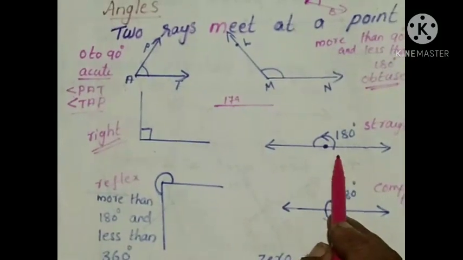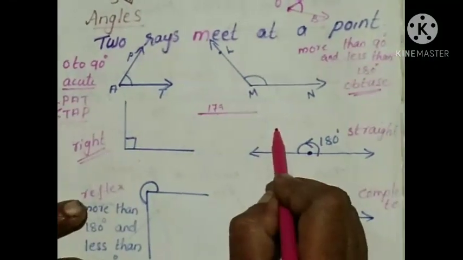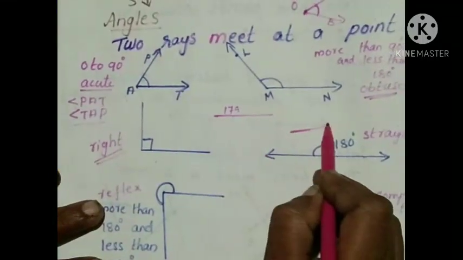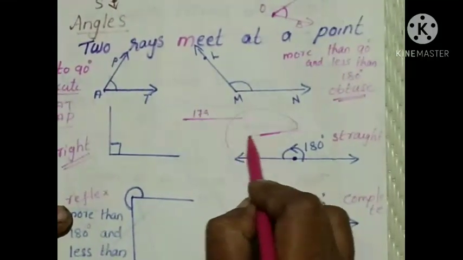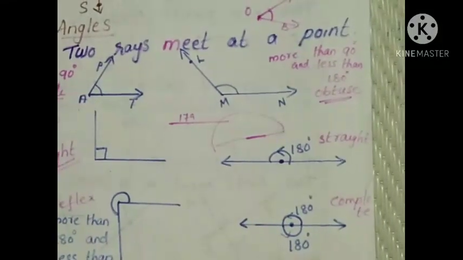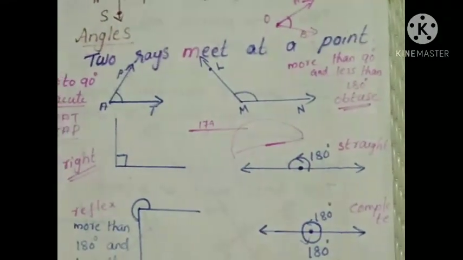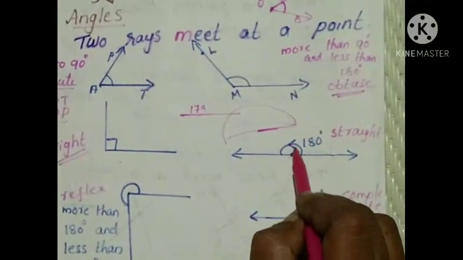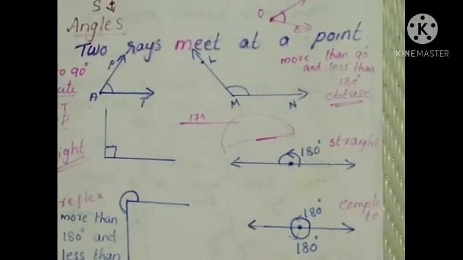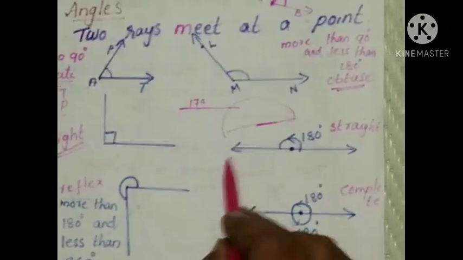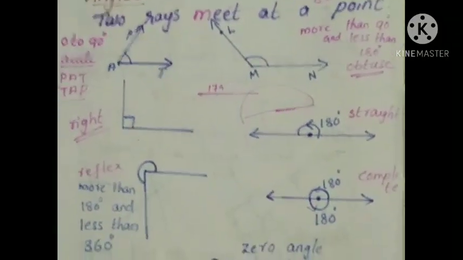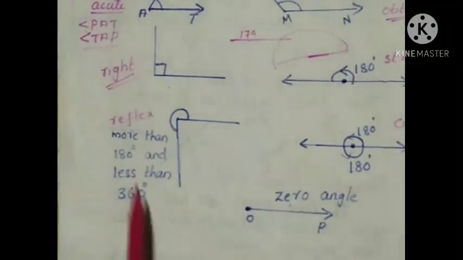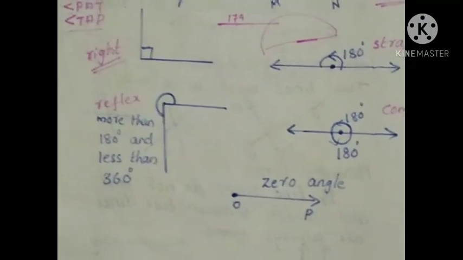Now this one is a straight angle. This starts from here, rotates and reaches here. This is one rotation, half of the rotation. Therefore, this angle is called a straight angle. This is a straight line. A straight line always measures 180. You know, this one is 90. The other part is also 90. 90 plus 90 is 180. Then this is called a straight angle. What is the measure of a straight angle? 180 degree.